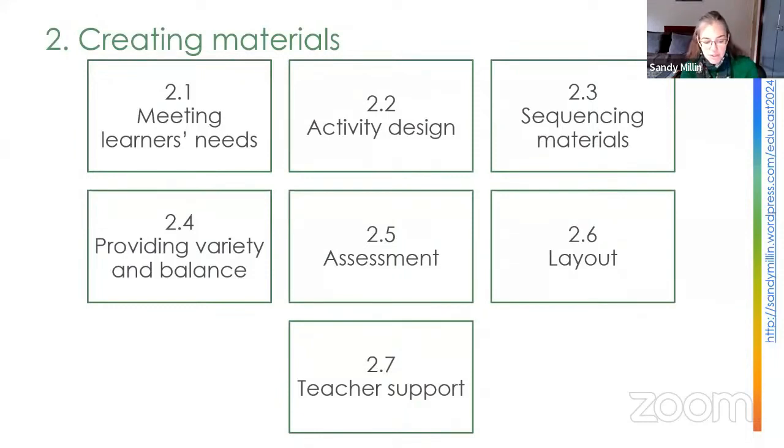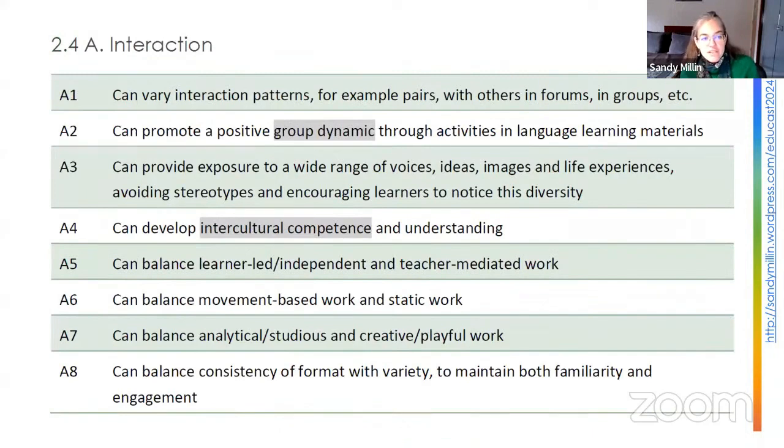For example, 2.4, providing variety and balance. One of the sections in there is about interaction. So I'll just give you a minute to read the kind of competencies I've put into interaction for variety and balance.